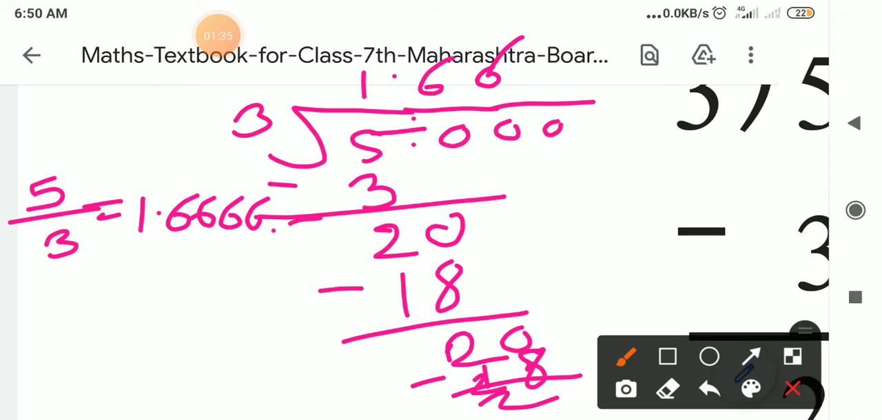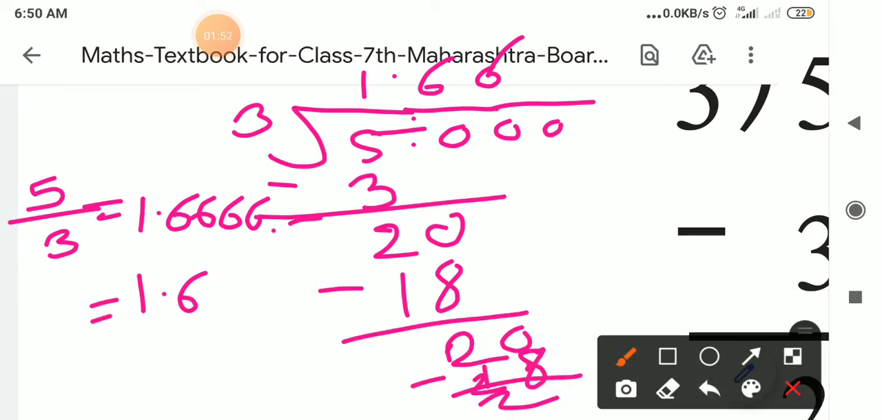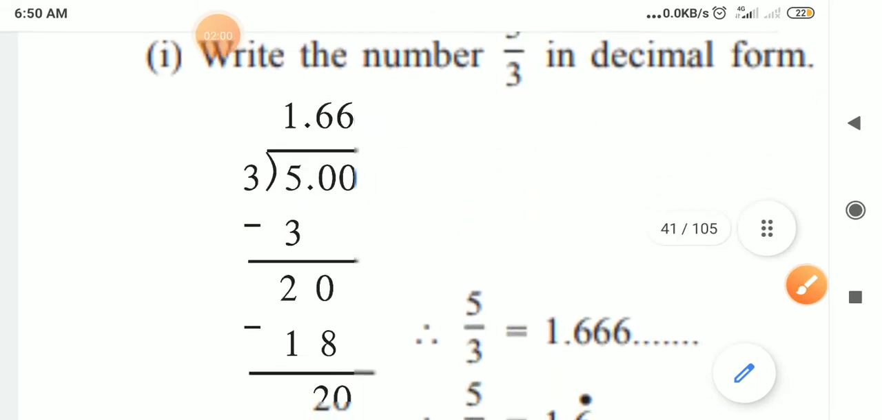So at the time when a number is repeating, what do we have to give? Here we have to write it in this way, 1.6, and on the head of 6 we have to give a dot. I will give it with a different color. See here we have to give the dot. And what is the meaning of this dot? It means the 6 is repeating. Okay, so in this way we have to solve.